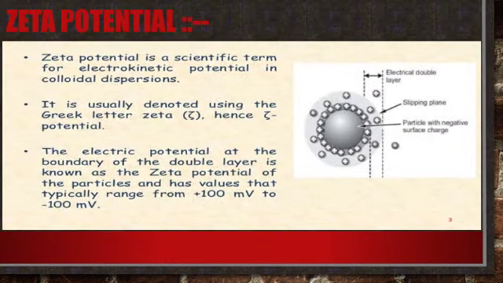And the potential difference between the fixed layer and the diffuse layer of a colloidal solution having opposite charge is called Zeta potential. So, Zeta potential is a scientific term for electrokinetic potential in colloidal solution. Zeta potential is also called electrokinetic potential.